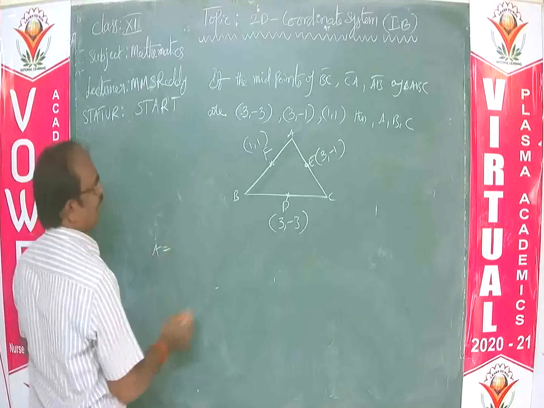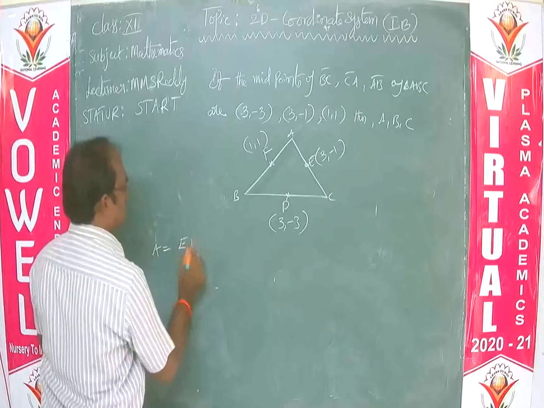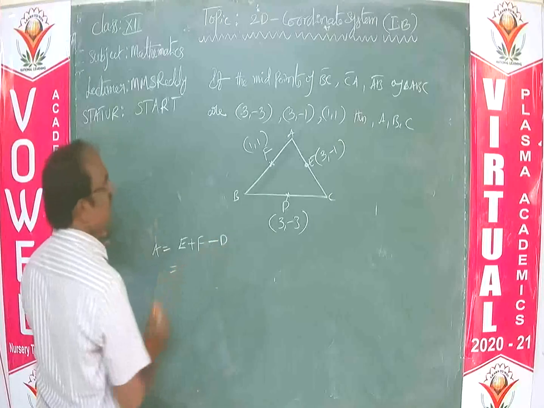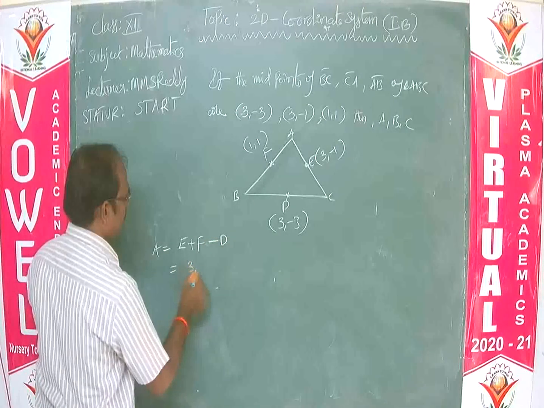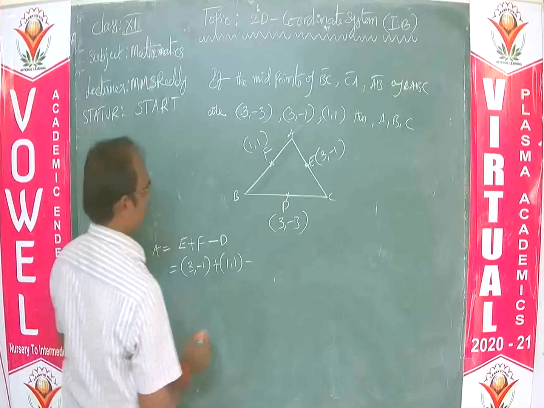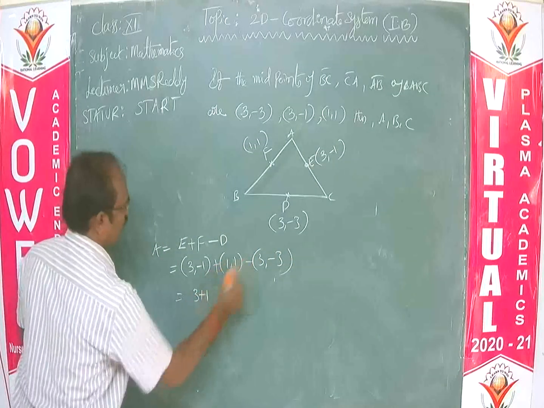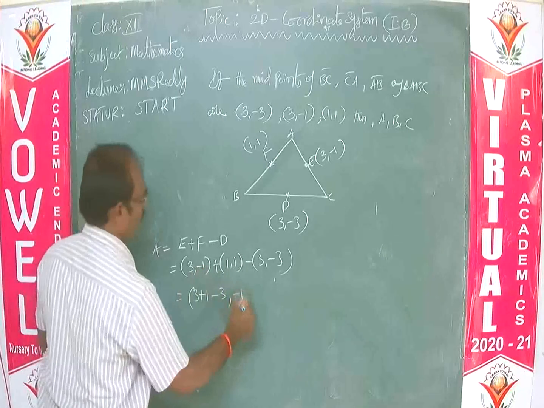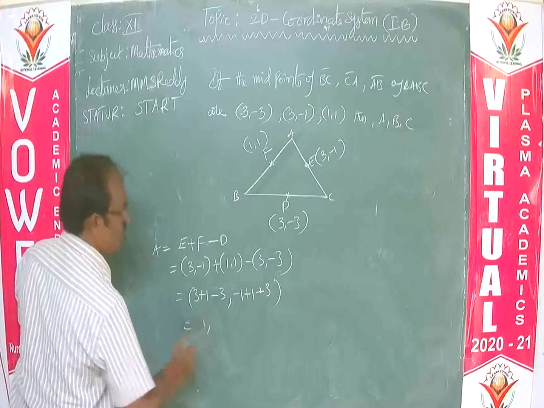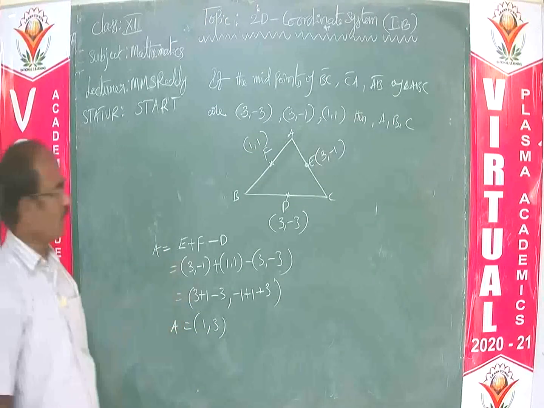Then capital A is equal to the sum of the midpoints of adjacent sides, E plus F, minus the midpoint of the opposite side D. What is E? 3, minus 1, plus F, 1, 1, minus D, 3, minus 3. Now 3 plus 1 corresponding coordinates minus 3, minus 1 plus 1 minus of minus plus 3. That is equal to 1, 3. Therefore, one vertex A is equal to 1, 3.